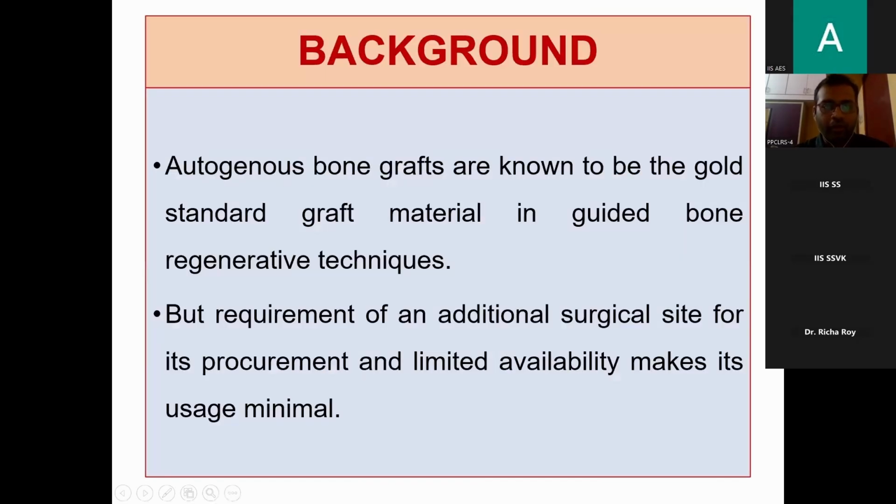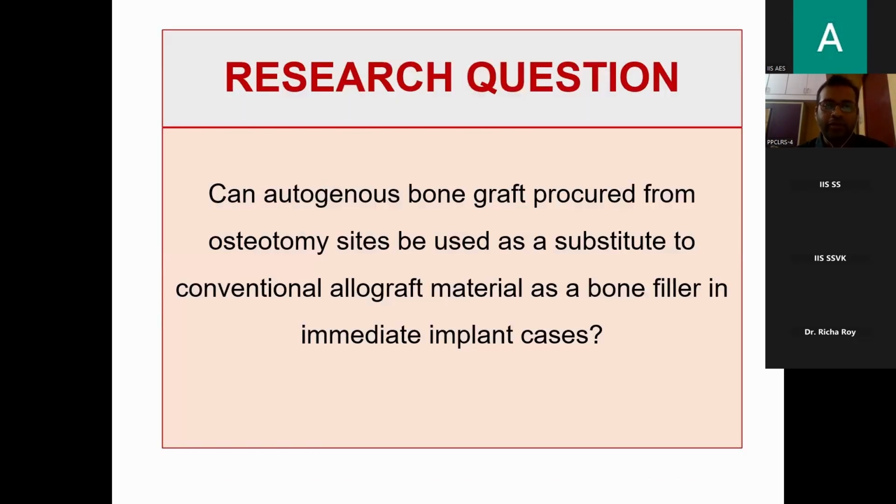Coming to the background, autogenous bone grafts are known to be the gold standard graft material in guided bone regenerative techniques, but the requirement of an additional site for their procurement and limited availability make their usage minimal. The entire study was initiated upon the research question: can autogenous bone graft procured from osteotomy sites be used as a substitute to the conventional allograft material as a bone filler in immediate implant cases?